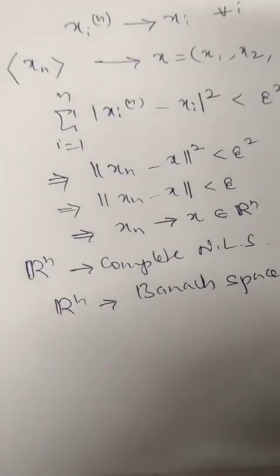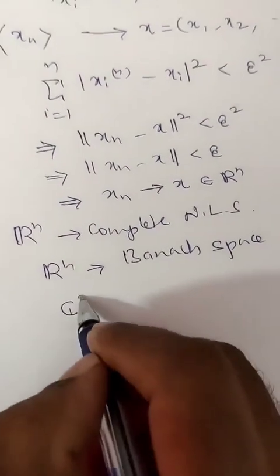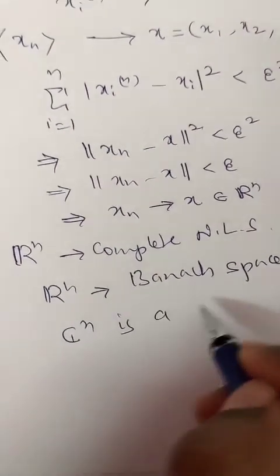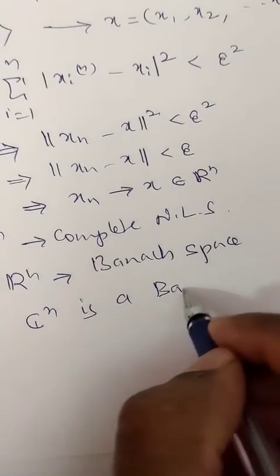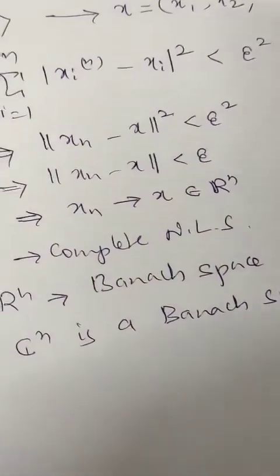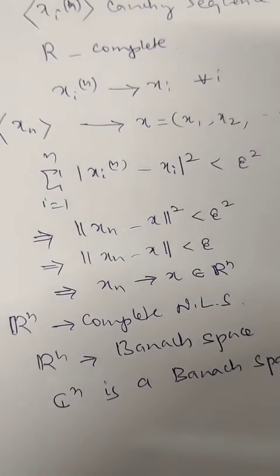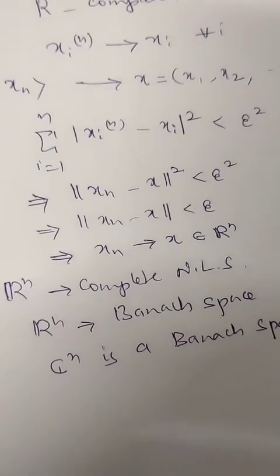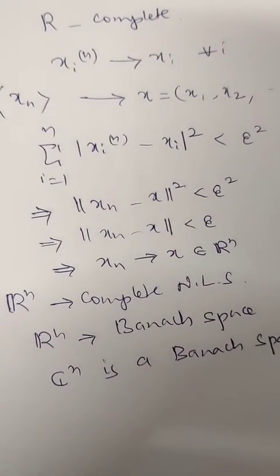So similarly we can show that C^n is a Banach space. This is just one or two examples. We'll take further examples in the next class.